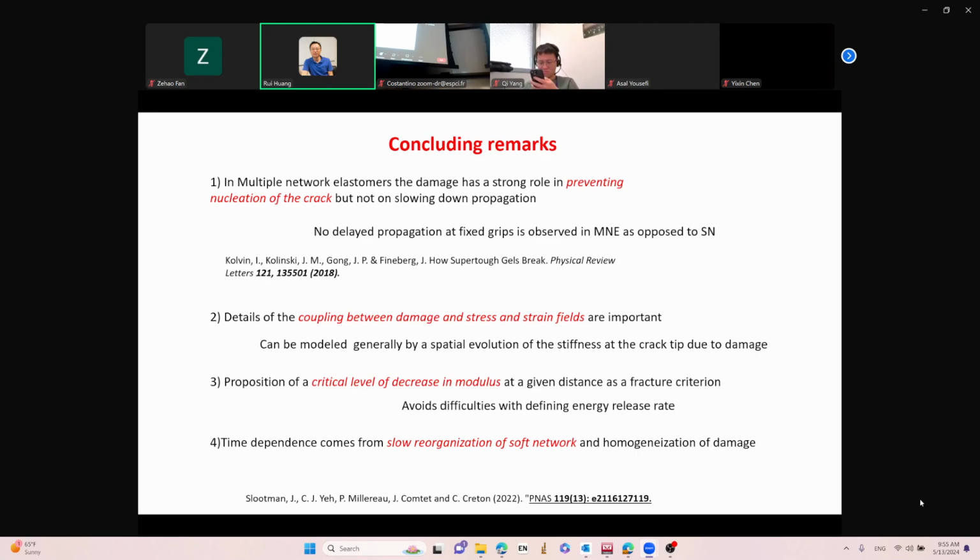Then I think that it's interesting. Herbert convinced me that the details of the coupling between damage and stress are interesting, and it's really something to explore more. And this proposal of critical level of decrease in modulus, it's an idea. There may be others. I think this is really something also for the mechanics community to see whether it's interesting or not. And as a last, maybe less important comment, the slow reorganization of the network, I think, is really due to the soft network dynamics, which is much slower. It reorganizes, causing more breakage of bonds.